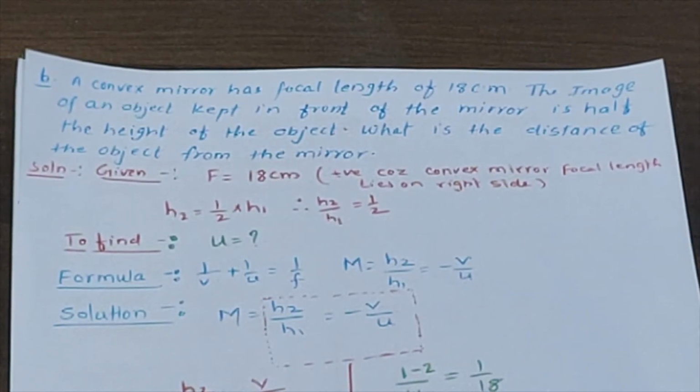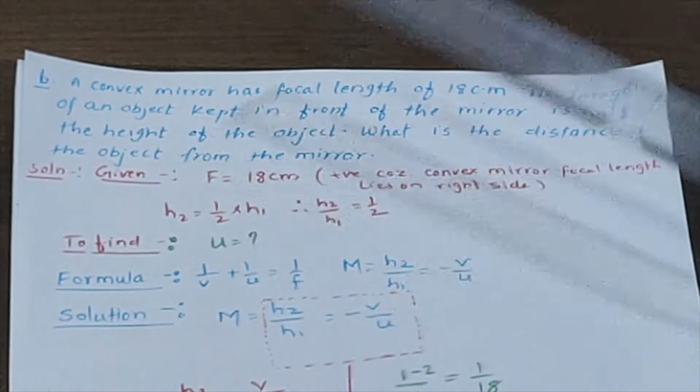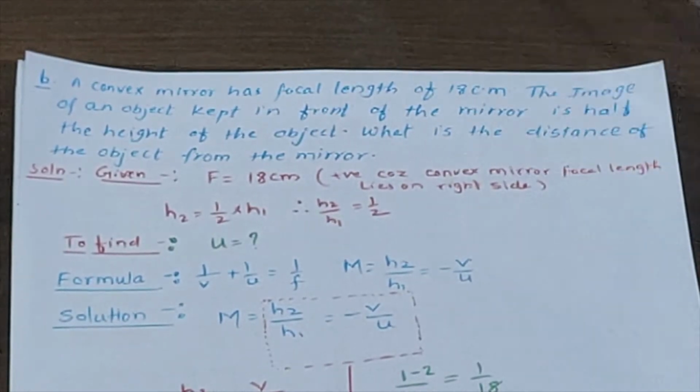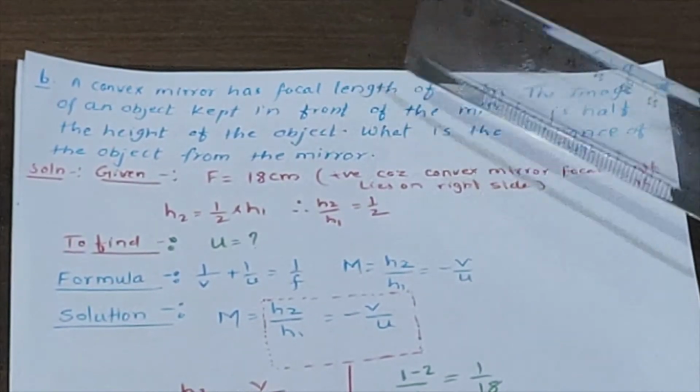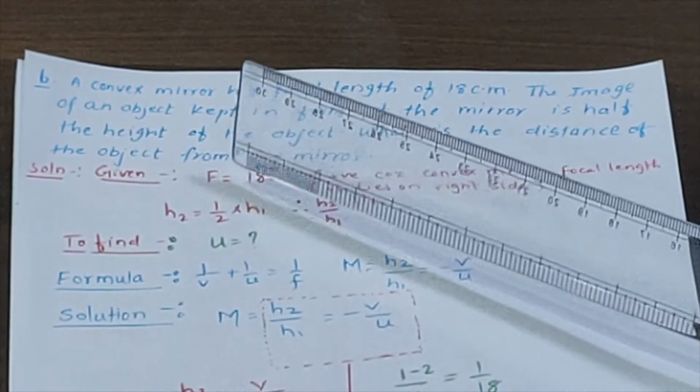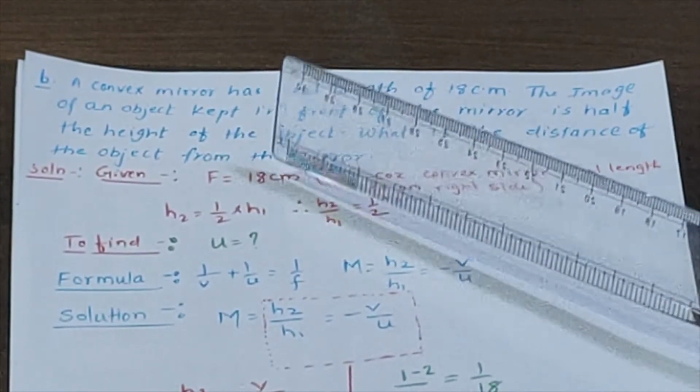But the thing is, you should be able to get the things very clear. So I'm reading it and simultaneously I'm making you understand. So a convex mirror has focal length of 18 centimeter. Very clear. I have been given focal length. Focal length is denoted as small f. That is f is equals to 18 centimeter.